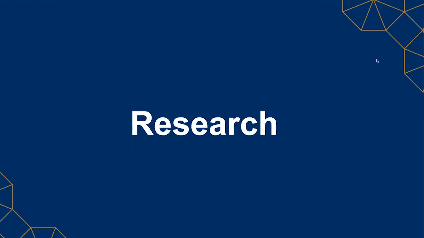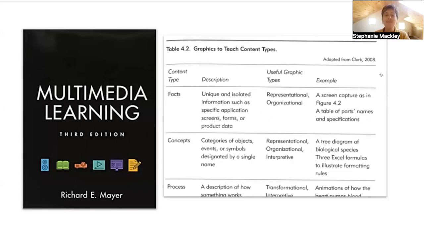I'm going to start with research. Richard Mayer is at UC Santa Barbara, and someday I hope to meet him. He has this great chart here that I wanted to share because he has done a lot of work about how and why you would match a content type with a graphical type. This is just an example that he lays out in the book.